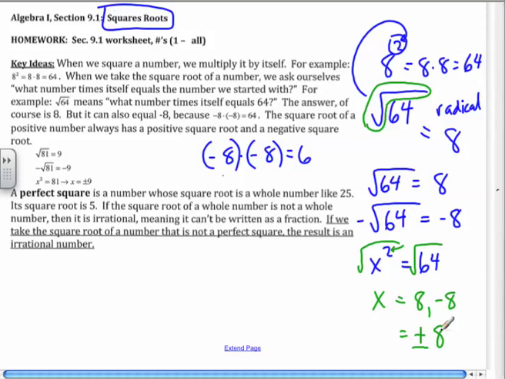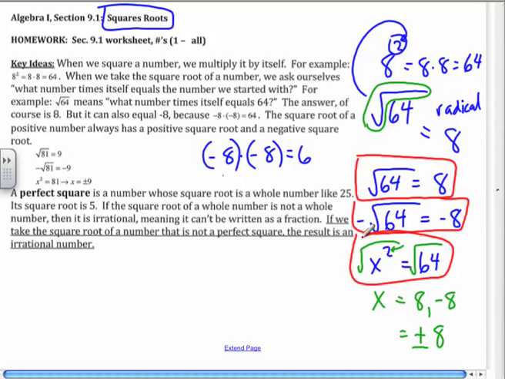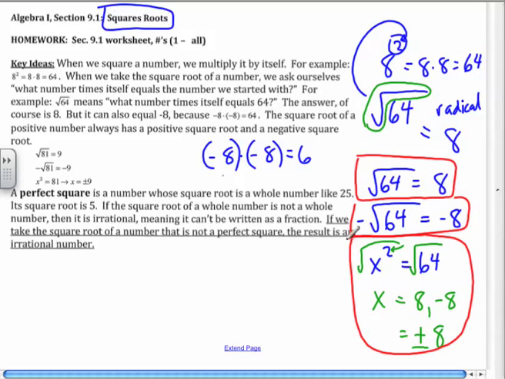So there are 3 different notations. This means I want the positive. This means I want the negative. This means you've got to give me both of them.